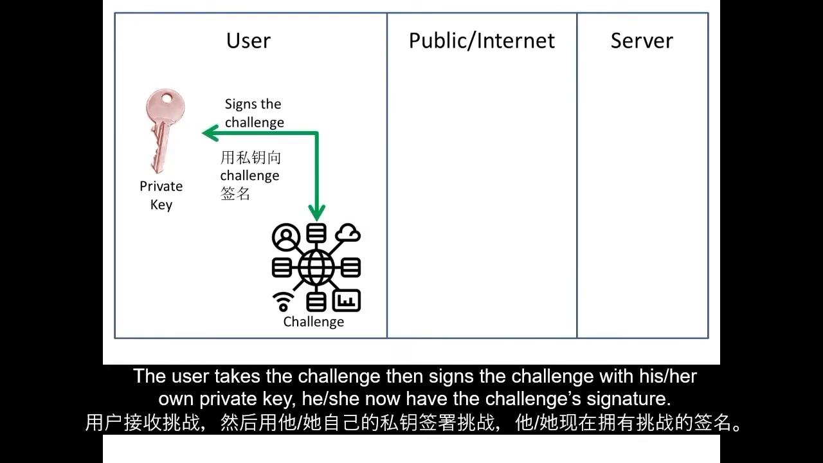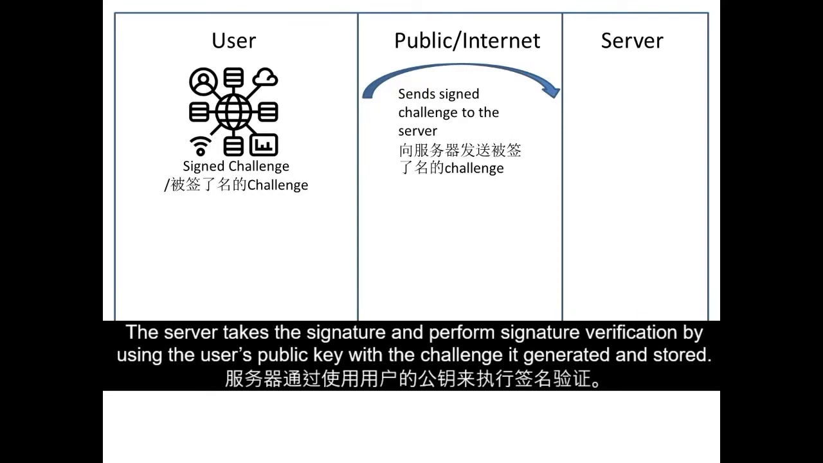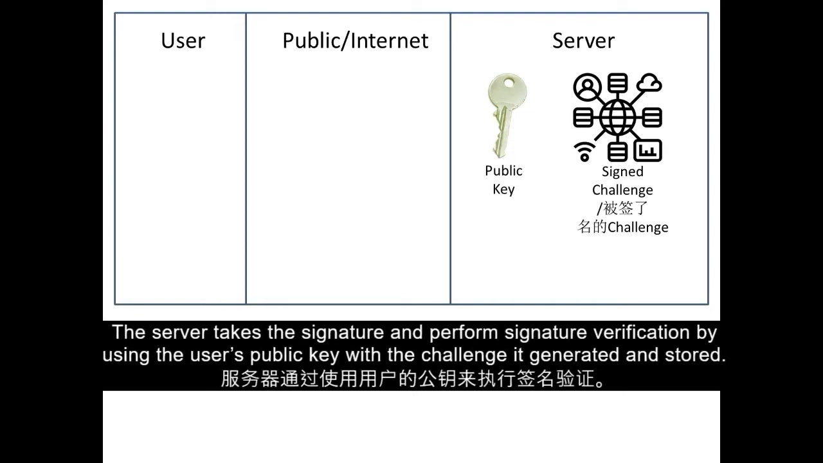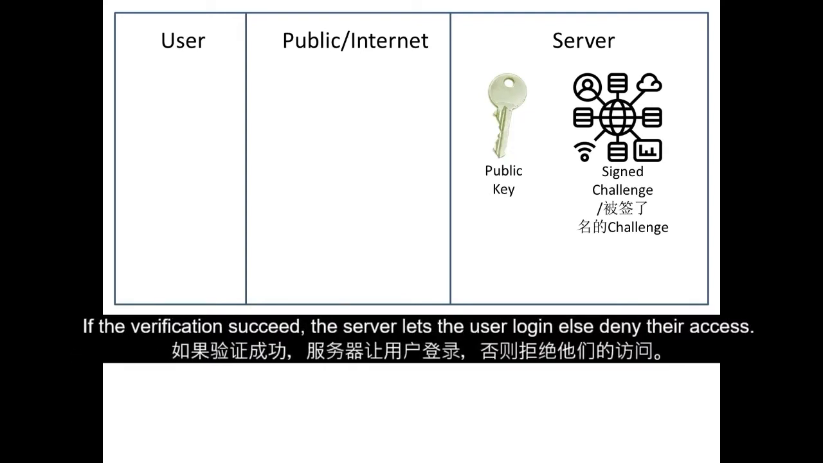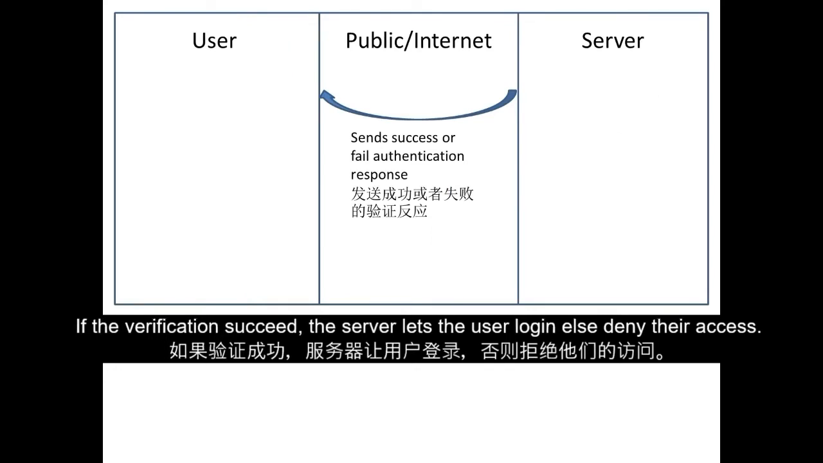The user takes the challenge, then signs the challenge with his or her own private key. He or she now has the challenge signature. The user sends the signature of the challenge to the server via the internet. The server takes the signature and performs signature verification by using the user's public key with the challenge it generated and stored. If the verification succeeds, the server lets the user log in, else it denies their access.